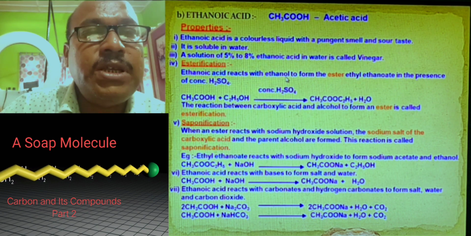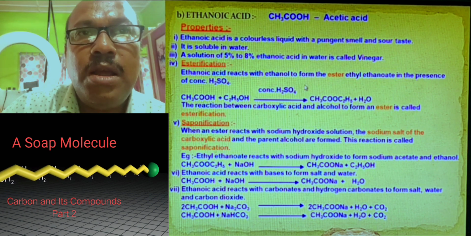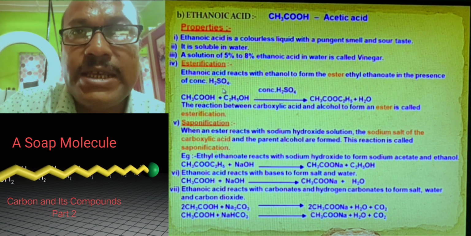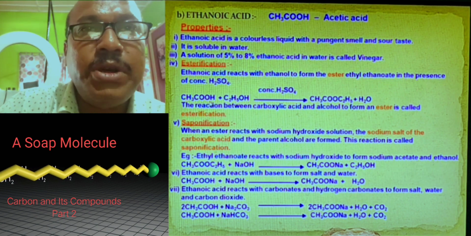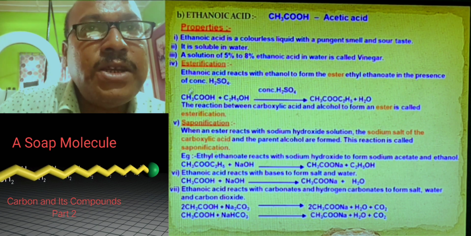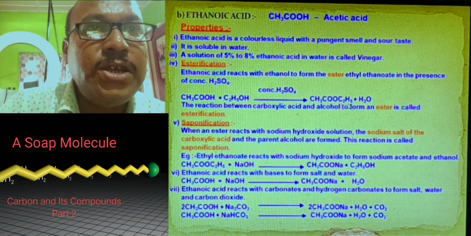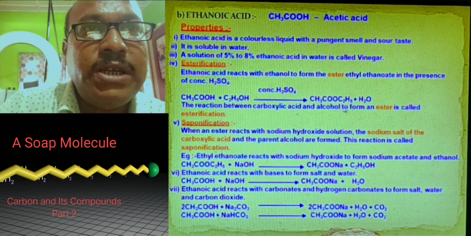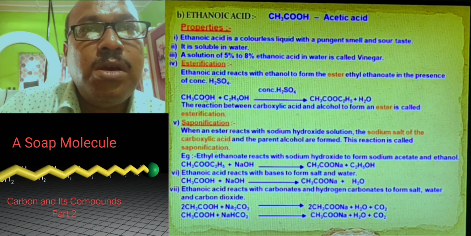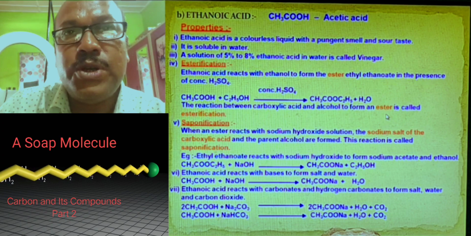Ethanoic acid can react with ethanol to form ester. So this ethanoic acid or acetic acid, if we mix it with alcohol, it will form a compound, and that compound is called ester. But this reaction will occur in the presence of concentrated sulfuric acid. So you can see the reaction CH3COOH, that is ethanoic acid, also acetic acid, mixing with ethanol C2H5OH, and these two will react in the presence of concentrated sulfuric acid to make CH3COOC2H5. This compound is called ester, and along with this ester, a water molecule is formed. This type of chemical reaction in which an acid and an alcohol combine together to produce ester is called esterification. Esterification, important for your examination.